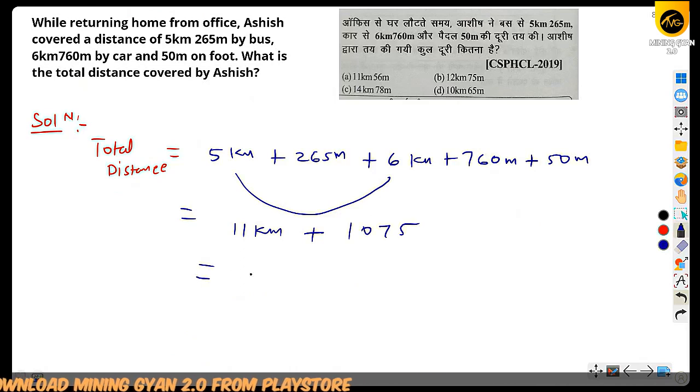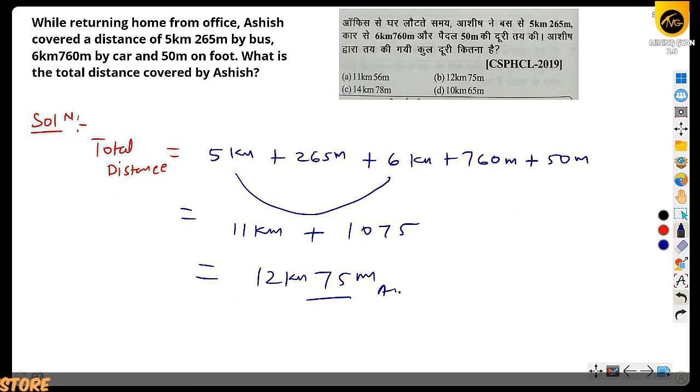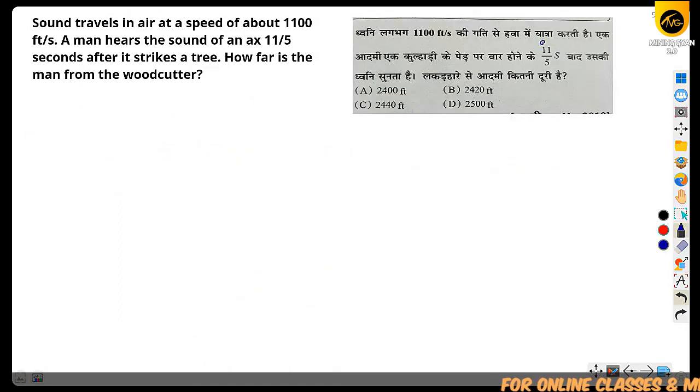1075. That means 1000 is the 1 kilometer, and with 11 kilometers, 12 kilometer 75 meter is the correct answer. Correct, 12 kilometer 75 meters. So option B is the correct answer. Option B. Okay, next question is: sound travels in air at a speed of about 1100 feet per second.